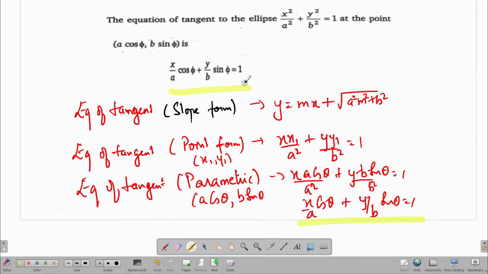This form we usually use in case we have to get the equation of a locus.